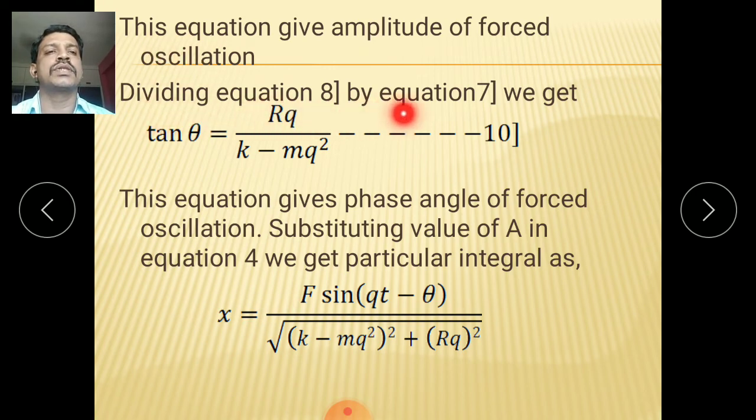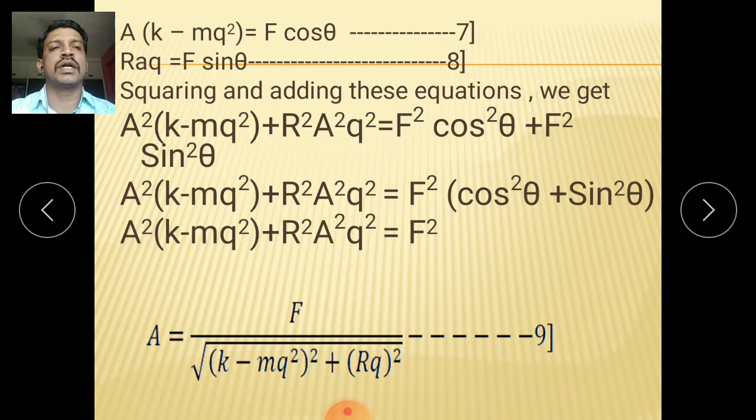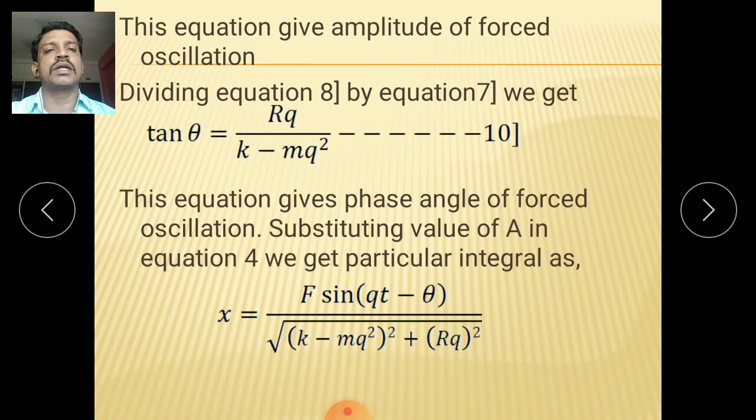Dividing equation 8 by 7, we get f sin theta upon f cos theta. f will cancel, and sin theta upon cos theta is tan theta. So here you will get tan theta equal to rq upon k minus m q square. This equation gives the phase angle of forced oscillation.